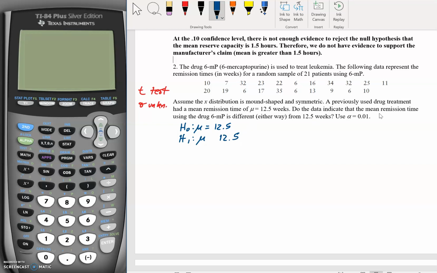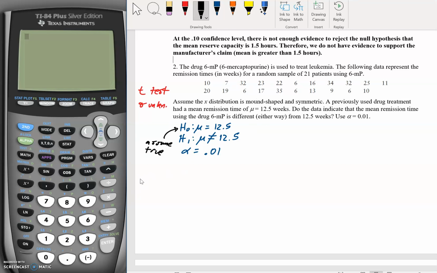Do the data indicate that the mean remission time is different either way, right? Different either way just means not equal to. We're going to use alpha equals 0.01. So we want to be really, really sure. We want our results, if the sample comes back and it's really, really unlikely, given that we assume the null is true, then we'll reject it, right? So we're going to assume the null is true, and we're going to see if that holds up.